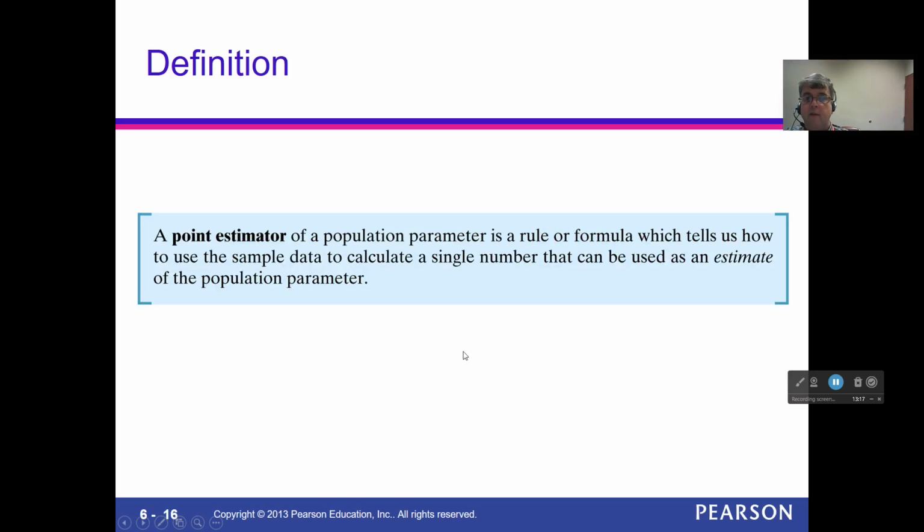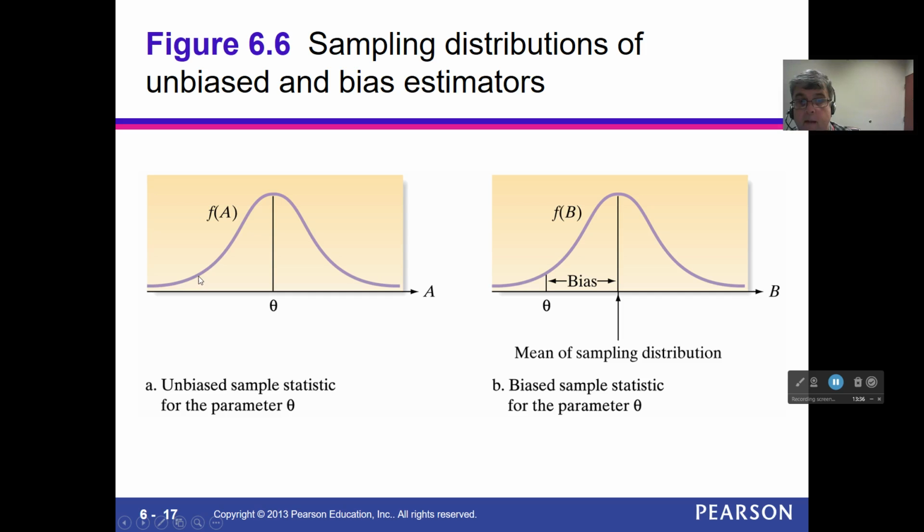Now, properties. A point estimator of a population parameter is a rule or formula which tells us how to use the sample data to calculate a single number that can be used as an estimate of the population parameter. Knowing nothing else, our point estimate is always our best predictor, okay?